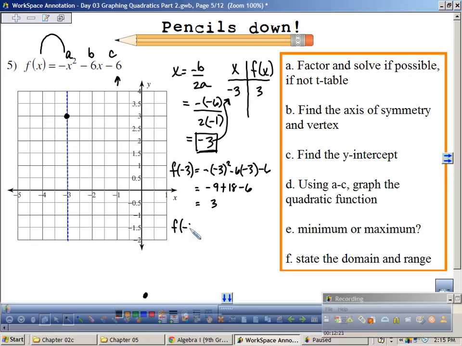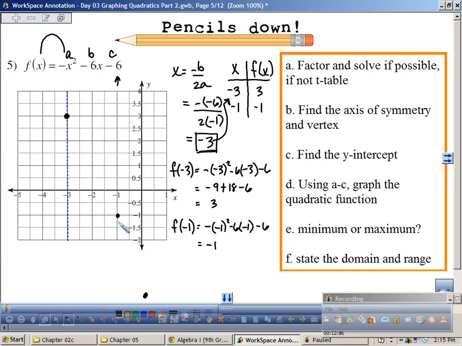So let's do f of -1. Let's see what happens. -1 squared minus 6 times -1 minus 6. What do we get? Do we get 1? We get -1. So if I substitute in -1, I get -1. It's going in that direction, right?